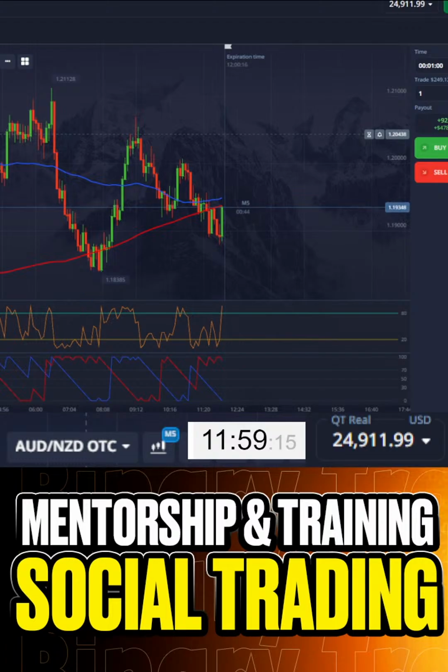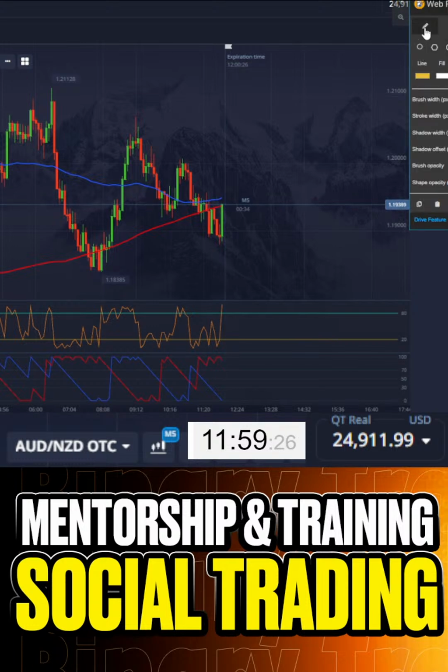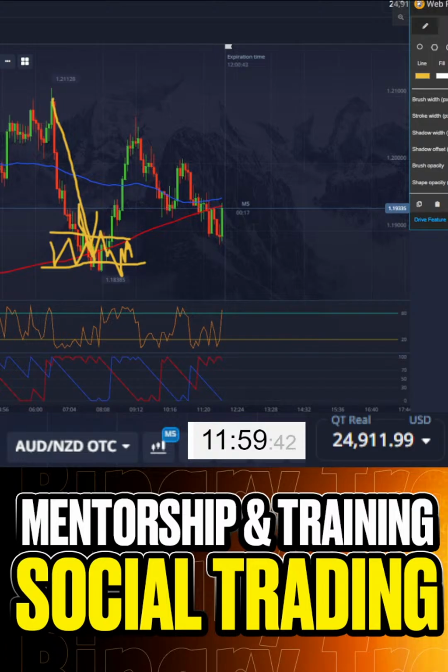trying to catch the correction, because we have impulse moves like this. Give me a second, I will be drawing for you to explain what I'm talking about. Okay, we can see these moves. Yes, this is an impulse move. This one, this is the range, flat. It's not good to trade here. It's not good to trade here. It's good to trade with the impulses. Impulses, impulses, impulses.